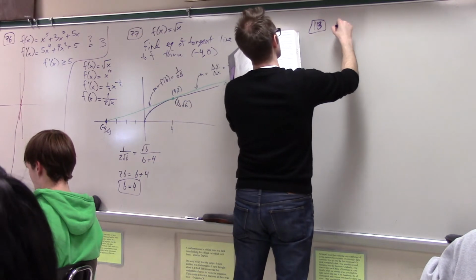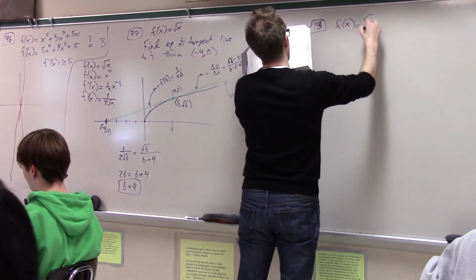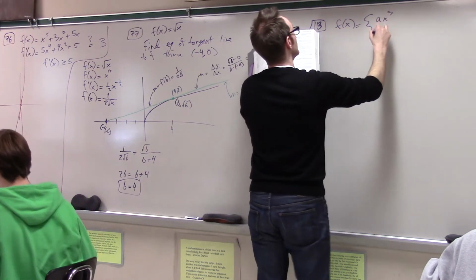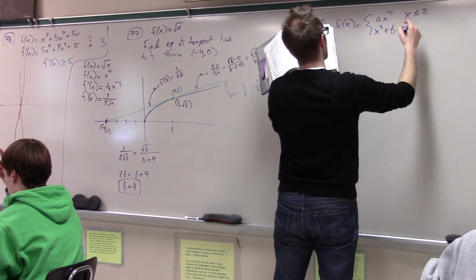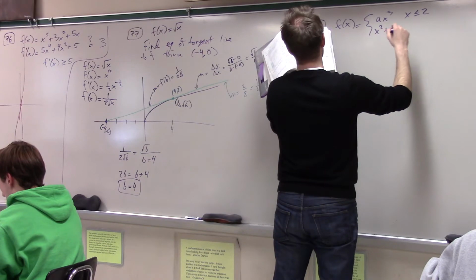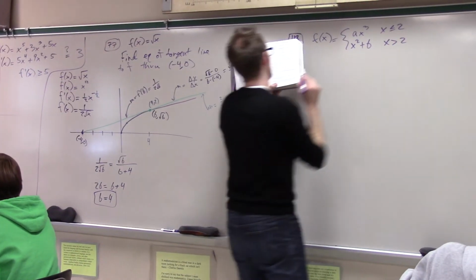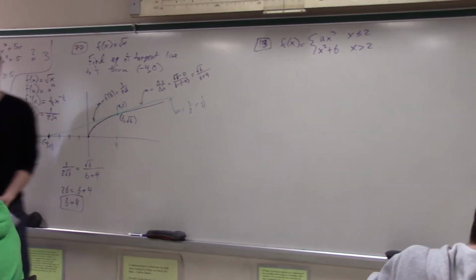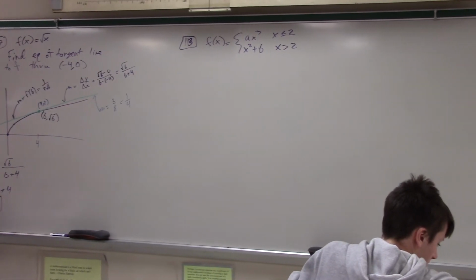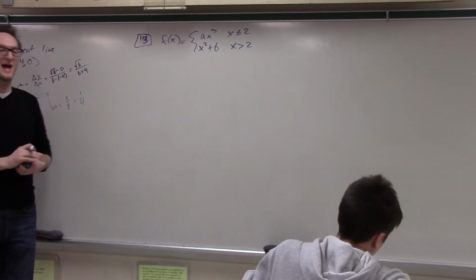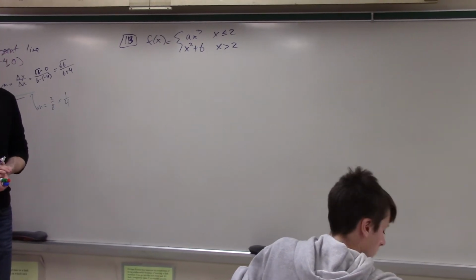It gives you this piecewise function, f of x equals ax cubed when x is less than or equal to 2, and x squared plus b when x is greater than 2, where a and b are unknowns. And here's what it says. Find a and b such that this function is differentiable everywhere. Okay, talk to me.